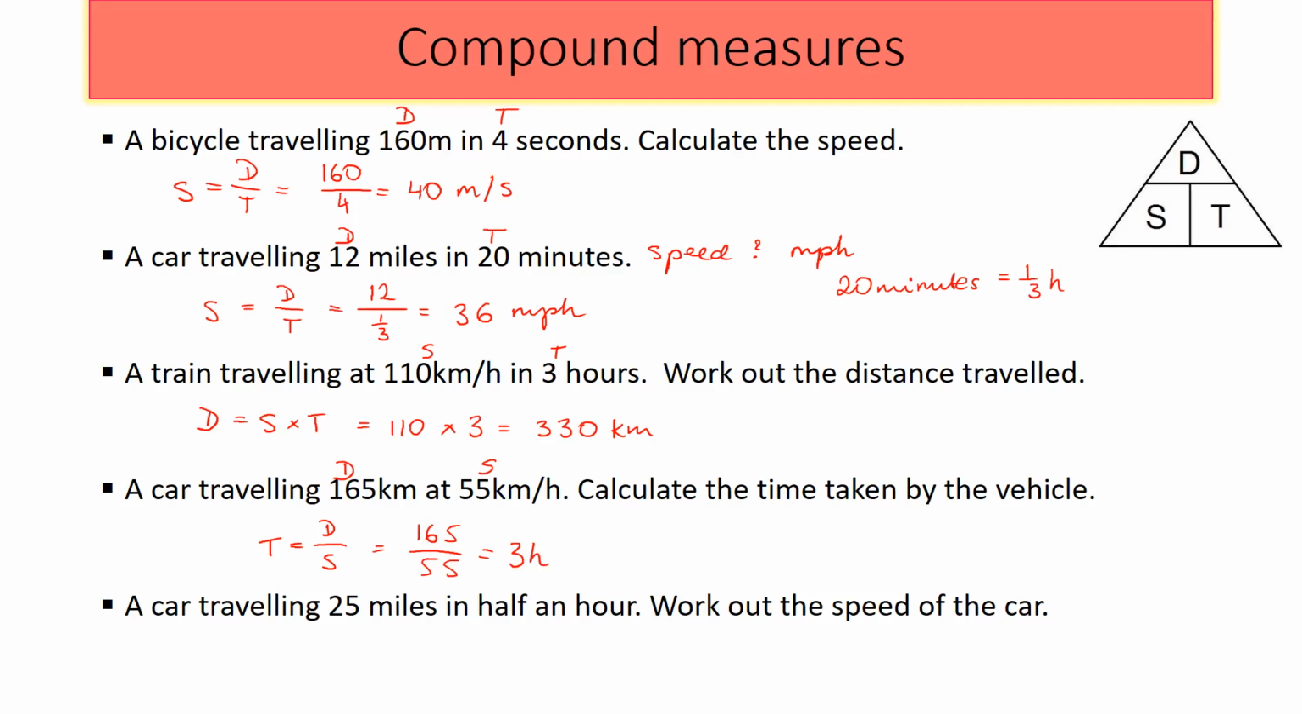And the last example, a car traveling 25 miles in half an hour. 25 miles, this is the distance, in half an hour, this is the time. Work out the speed. To find the speed, I need to divide distance by time. Distance is 25 and time is half an hour, so that is 50. Now the speed will be in miles per hour.